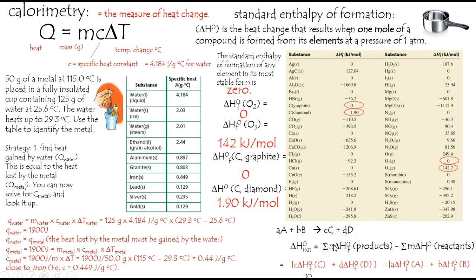And here it is generically for A plus B turning into C plus D. Plug those in, you'll get a number, and it should give you an idea of if the reaction is exothermic, negative, or endothermic, which would be positive, and how much in terms of kilojoules per mole. This is standard enthalpy of formation and calorimetry.